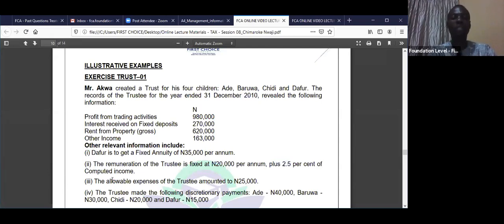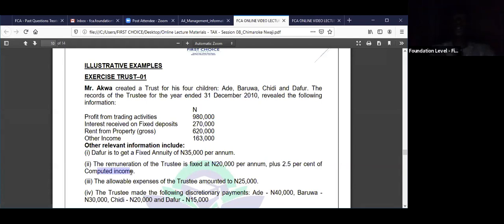Then we also have the allowable expenses of the trustee. So apart from his salary, which is his fee, there are other allowable expenses amounting to 25,000. All these are to be deducted from the gross income, or total income, to arrive at your computed income. But you're going to still find 2.5% of this computed income and deduct it from the total income to get this computed income. Wow, just a moment.